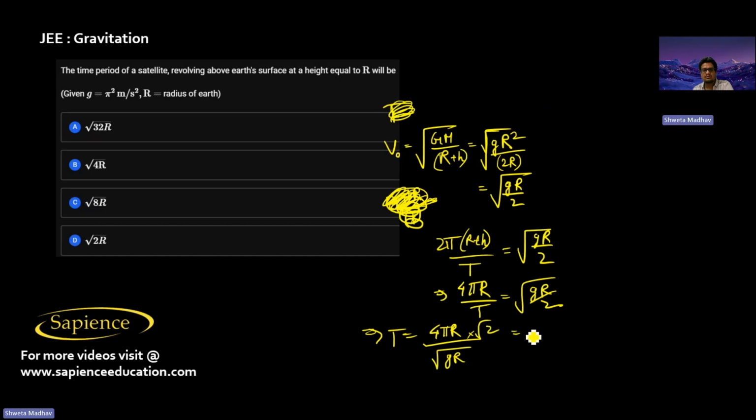So this is equal to square root of 2 into 16 pi square R square by G R. G is pi square. Pi square will cancel. R will cancel. So this is 16 to the 32. This is root over 32R. So the time period is root over 32R. So option A is the correct answer.